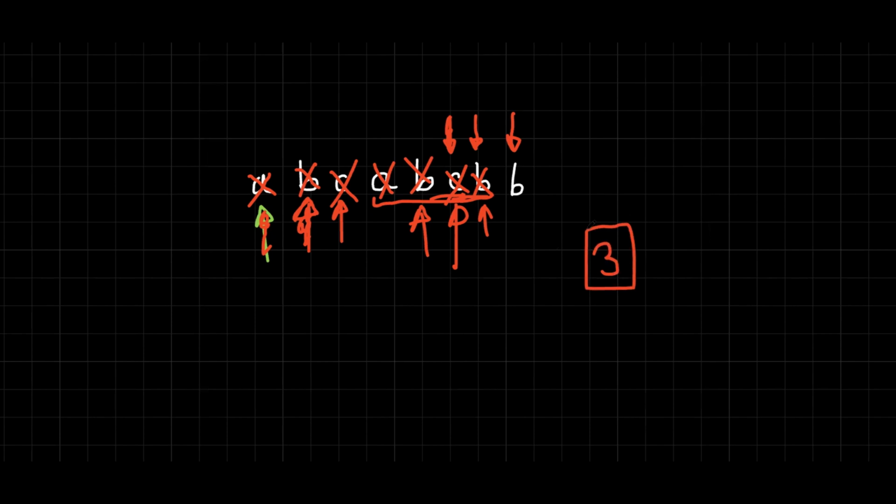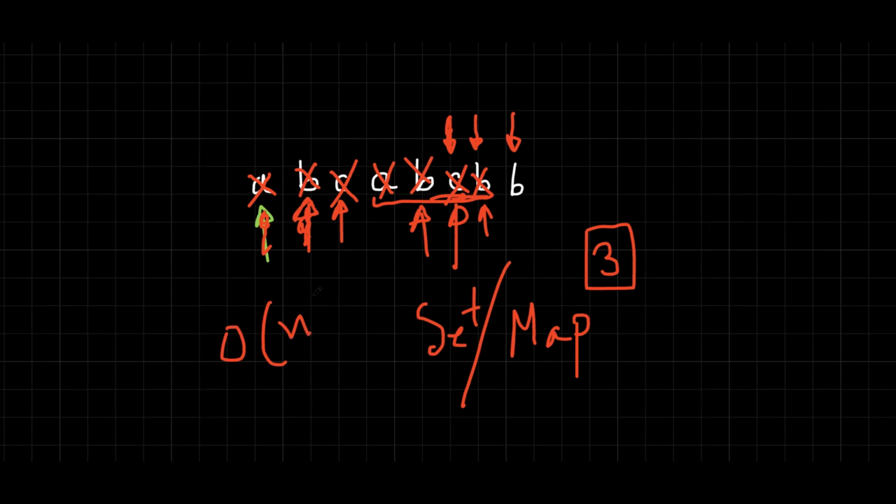So this is the basic sliding window technique, and we can check the repeating characters by using a set or a map data structure, whatever you want to use. The overall time complexity of this algorithm is big O of n, and the overall space complexity will also be big O of n because of the set or map data structure. I hope you understood this sliding window technique. Now let's move on to the code.